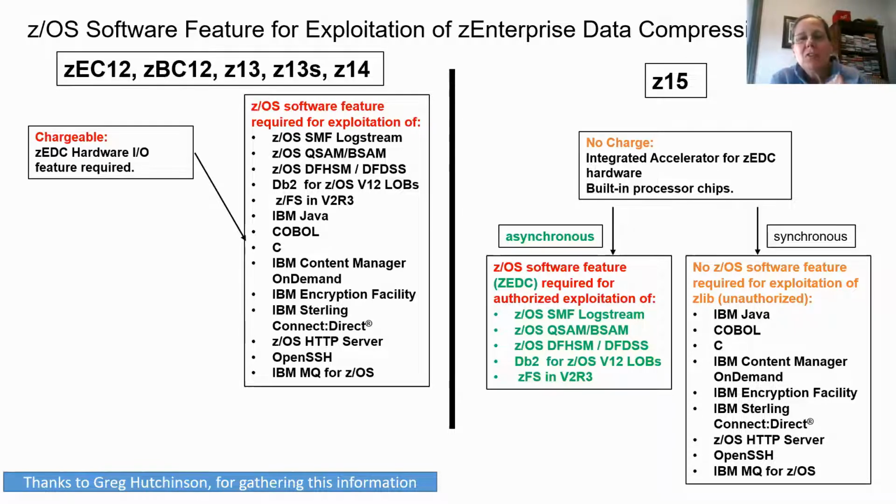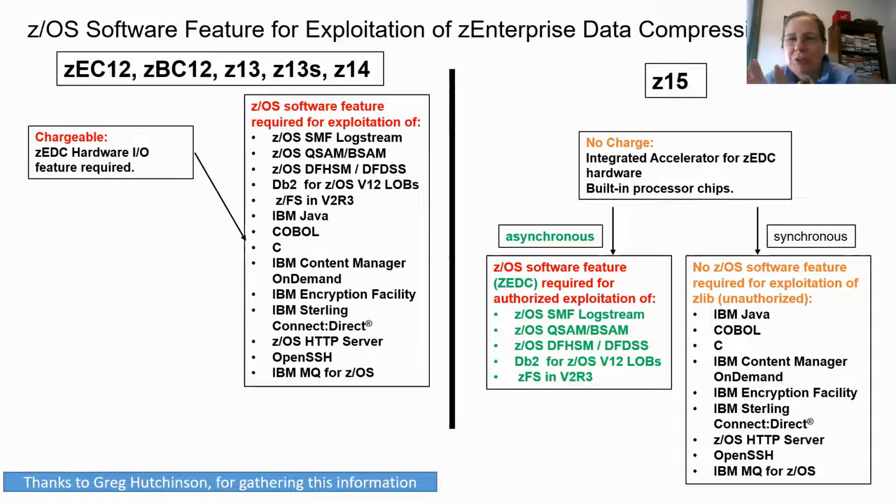So for the asynchronous authorized exploiters, and you can see those in green here, and I put it in green because those are the ones that need the priced feature for zOS. So if you're using SMF logstream or the very popular HSM DSS compression, those functions need authorized asynchronous exploitation of the compression on the Z15 chip. So you will have to pay for the zOS zEDC priced feature.